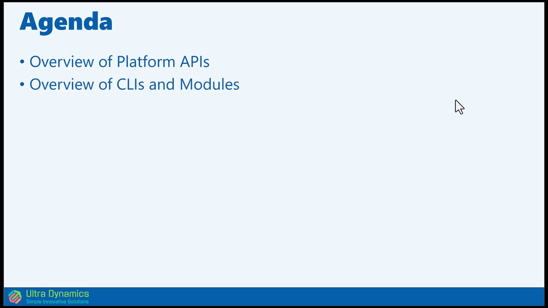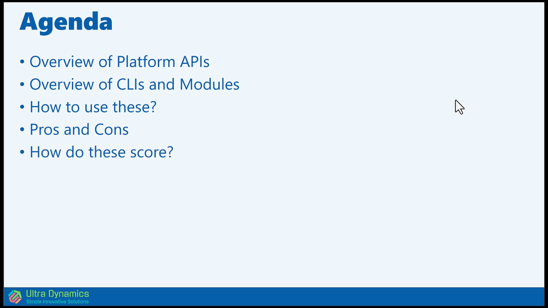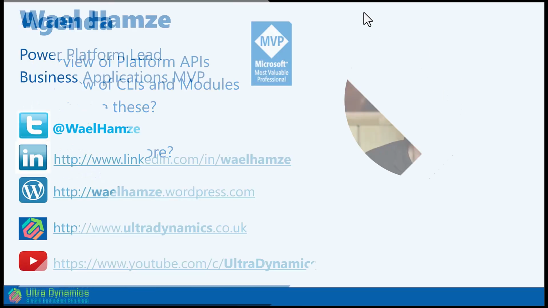Let's take a look at what I will be covering in today's video. I will start with an overview of key platform APIs that are relevant to ALM and DevOps. Then I will talk about some of the CLIs and PowerShell modules that you can use. I will also show you some examples of how to use these. Next, I will tell you about the pros and cons of these options. And finally, I will try to score these options as well and finish with some key takeaways.